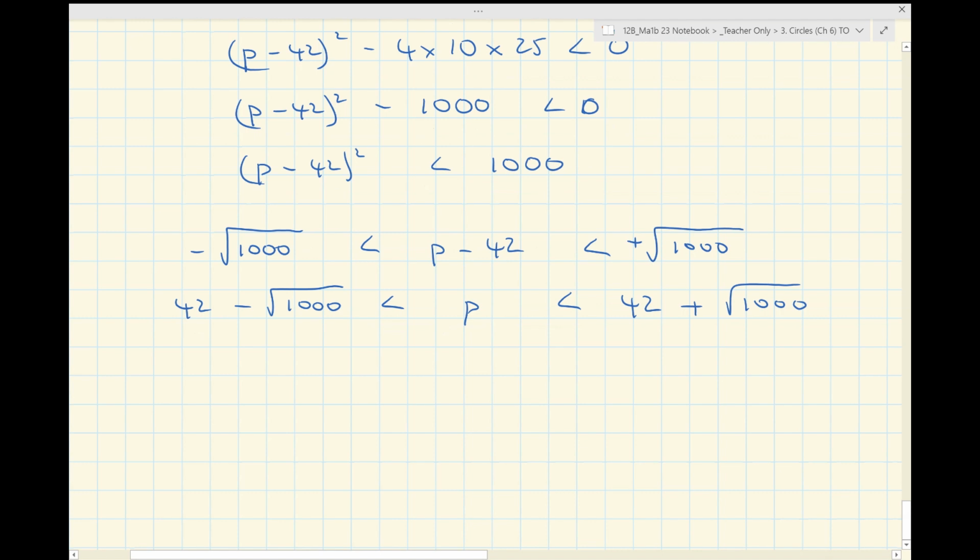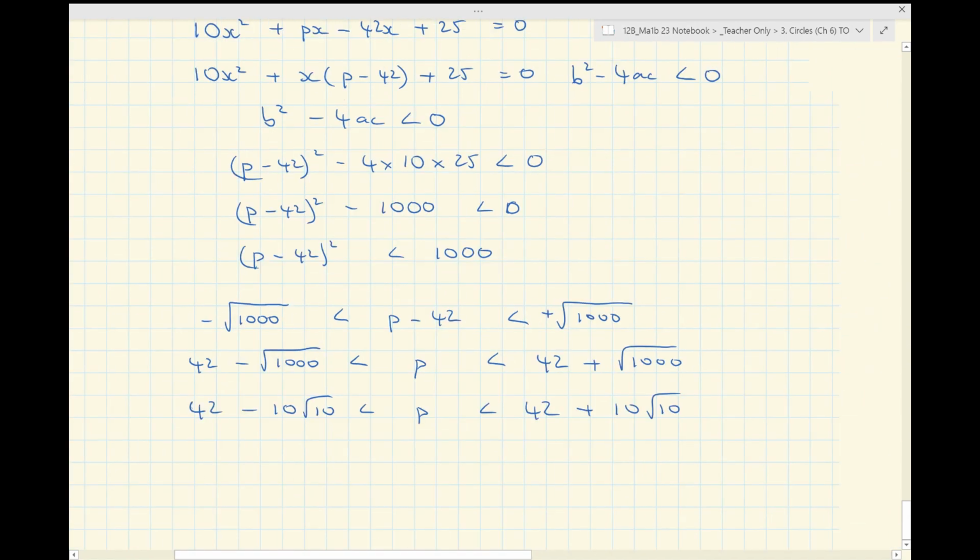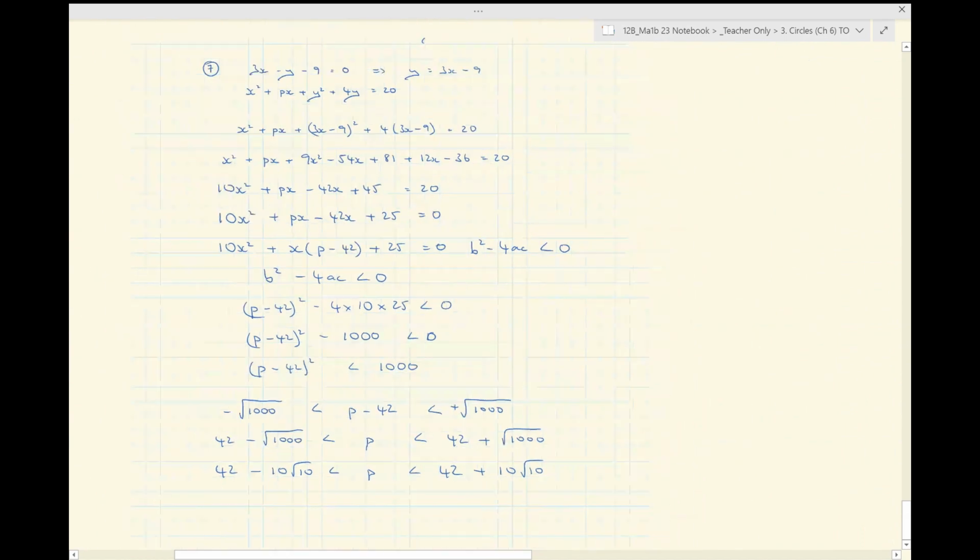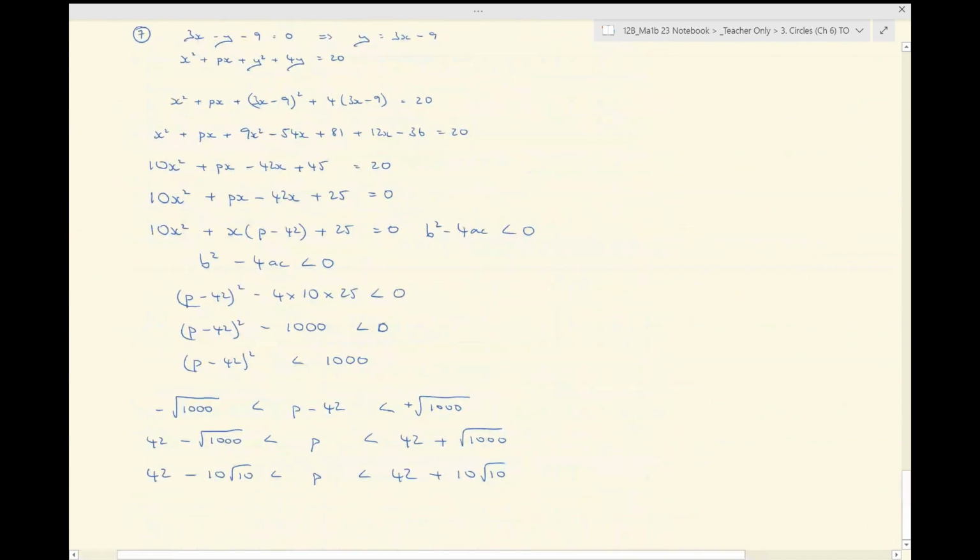Now let's have a look at the question and see what I'm supposed to be doing. I'm not far off. Okay, all I need to do is to simplify the square root of 1,000 and write it as 10 root 10, so 42 minus 10 root 10 and 42 plus 10 root 10. And I believe that I have shown exactly what the question wanted me to show. So that is my answer to number 7.